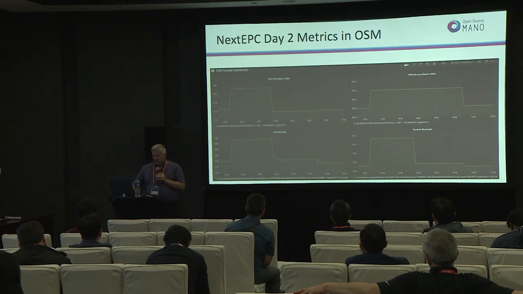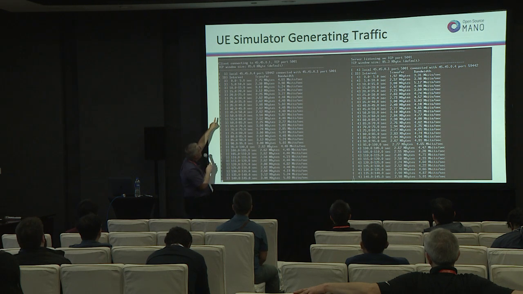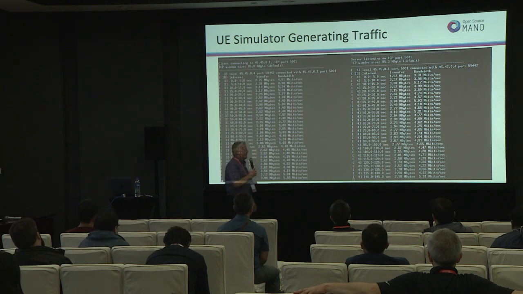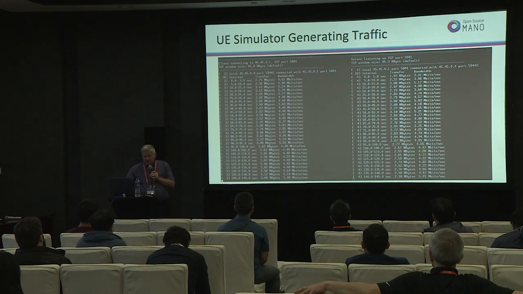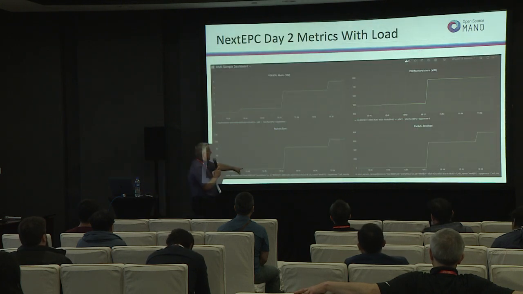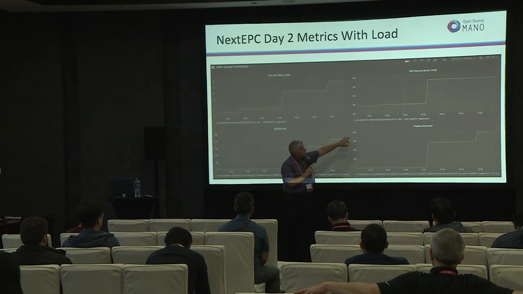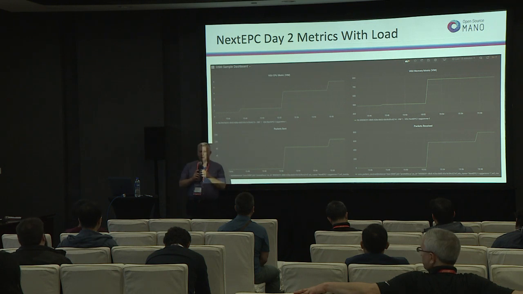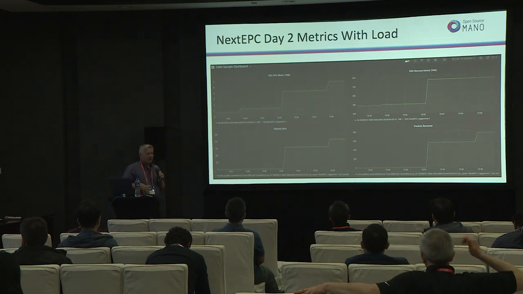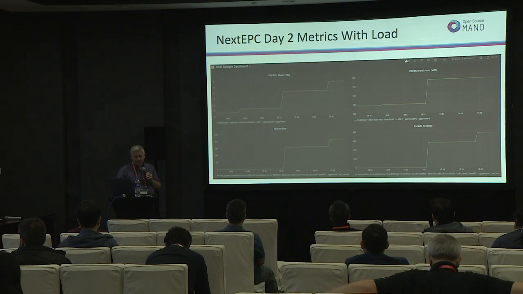The next thing I did was, from the UE side, I simply started up iPerf, headed towards the PGW. On the PGW side, I have the iPerf server running. So now I'm generating traffic between the two of them, and I can see in OSM, all of a sudden my packets sent are starting to go up. We're not at point something anymore, we're at 250. Packets received, 800. All of a sudden the memory has gone up because iPerf is running and doing things. Same thing with CPU usage, it goes up. All of this information is collected automatically and I can do things with it as needed.